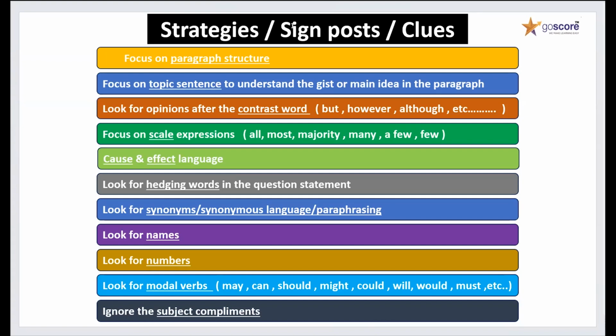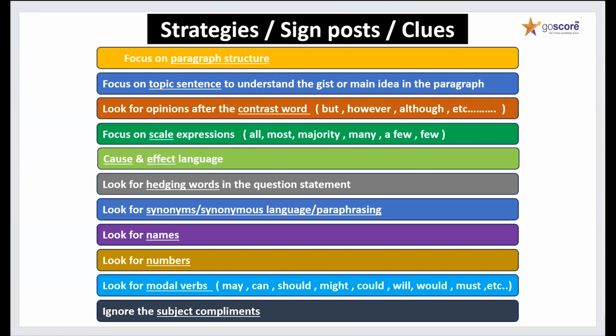Now, focus on scale expressions. For example, scale expressions like all, most, majority, many, a few are some of the examples. So, in your answer options, if they have given you most, and in your text it is a few, then it is not the same, right? So you need to identify the scale expression. What is the meaning of the scale expression? You need to identify that.